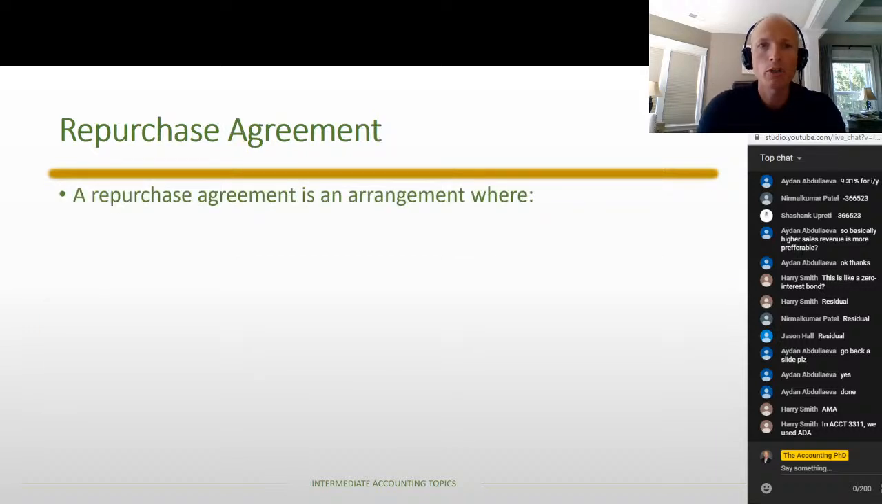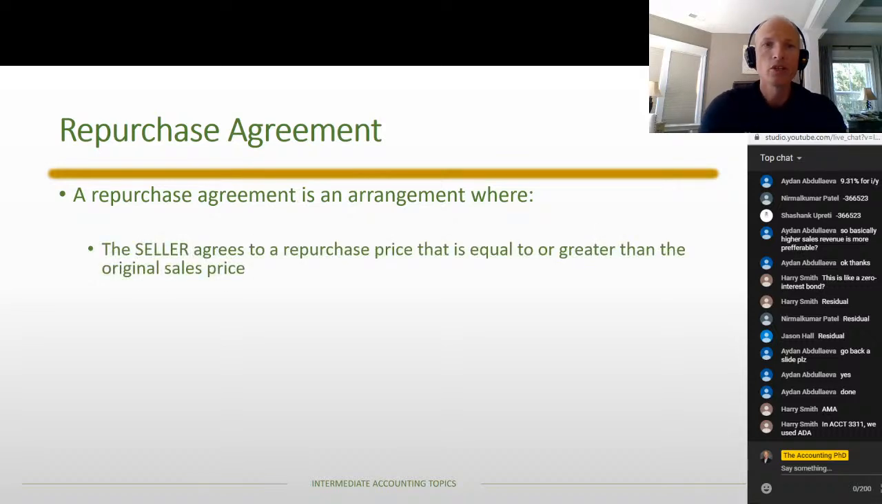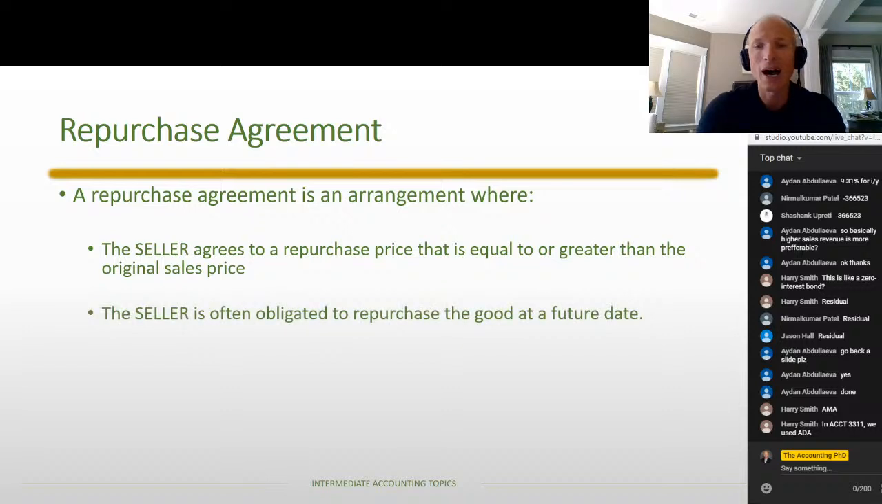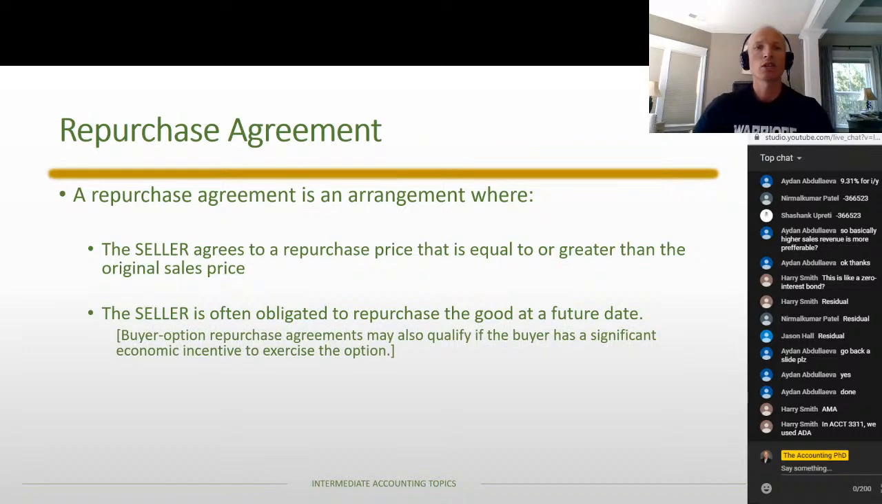Repurchase agreements. So a repurchase agreement is an arrangement where the seller agrees to a repurchase price that is equal to or greater than the original sales price. The seller is often obligated to repurchase the good at a future date. Sometimes there can be a buyer option. In that case, if the buyer has significant economic incentive to exercise the option, you may also fall into what's called a repurchase agreement. So again, a repurchase agreement must be the seller agrees to a repurchase price that is equal to or greater than the original sales price.